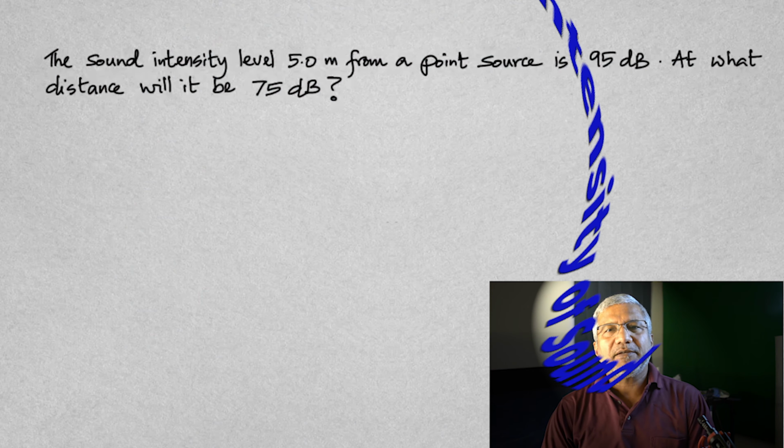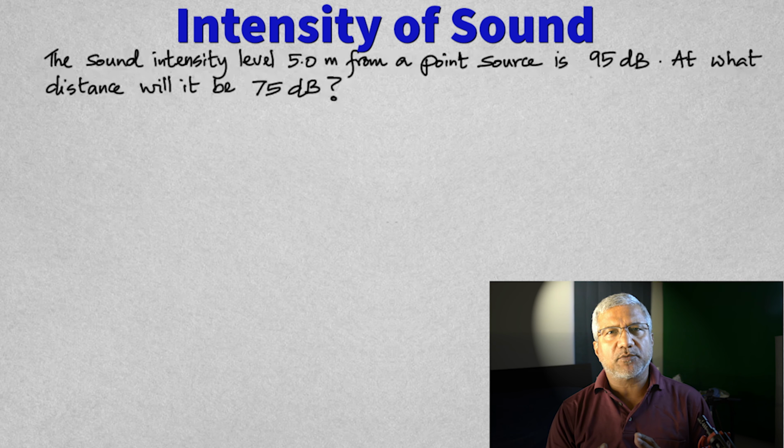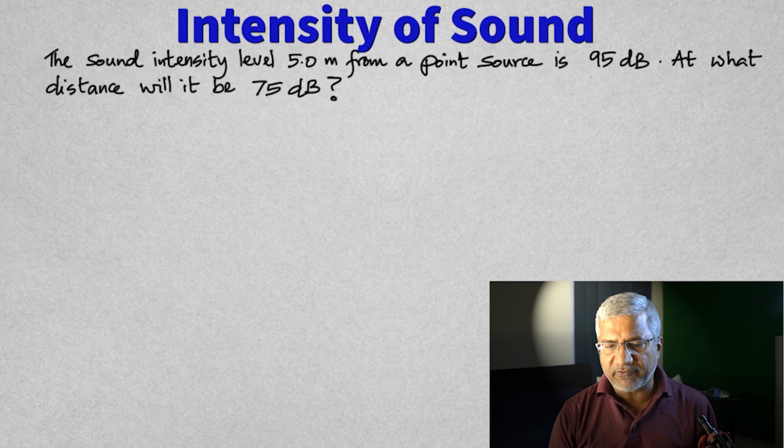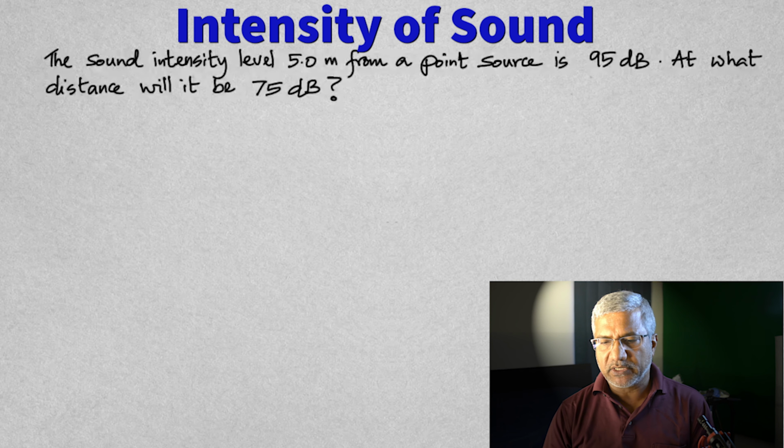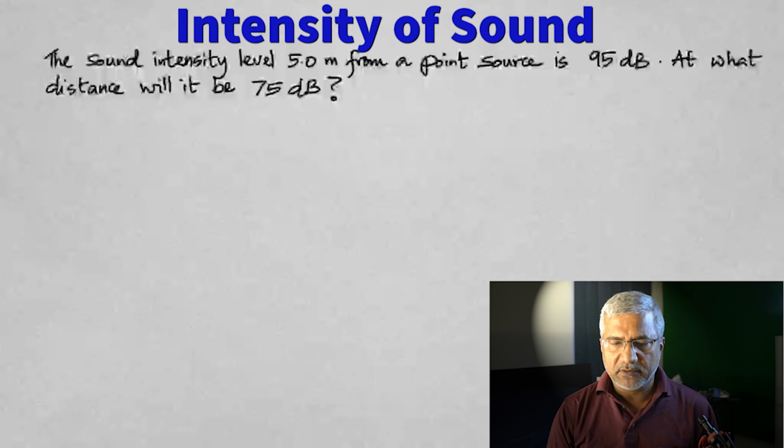Students, I'm coming to you in this video to tackle one particular question that was asked on a recent exam. The question is: the sound intensity level 5 meters from a point source is 95 decibels. At what distance will it be 75 decibels?